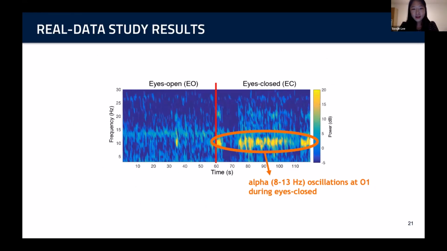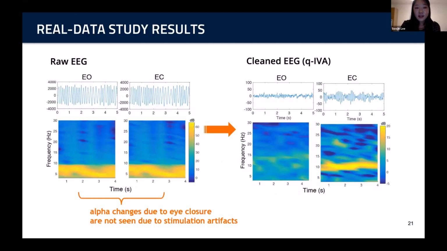And here's another example where we asked a subject to close the eyes, open the eyes and then close, and you can see the alpha power becomes strong during eye closure. If you look at the left side, during stimulation, we cannot observe this, because the artifact is so strong, we cannot differentiate this. But after we clean the data with QIVA, you can clearly see that the alpha power increases during eye closure.